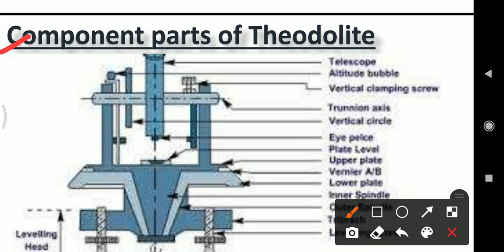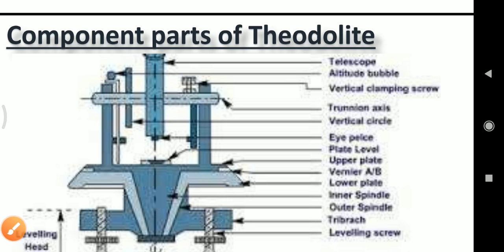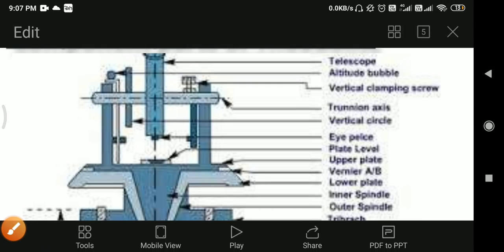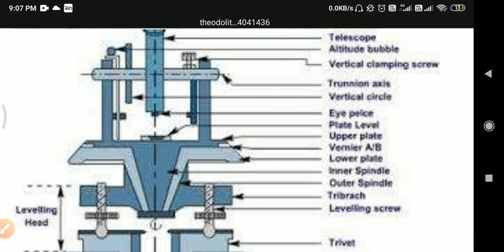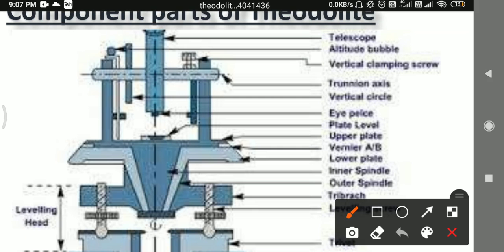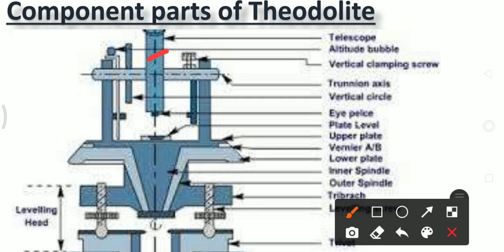That means some component parts are stated and their functions are asked for in the examination. There is a cross-sectional view of the transit theodolite, and on the right side of the image the component parts of this transit theodolite are marked. The first component part of the transit theodolite is the telescope. This part is called the telescope of the transit theodolite.